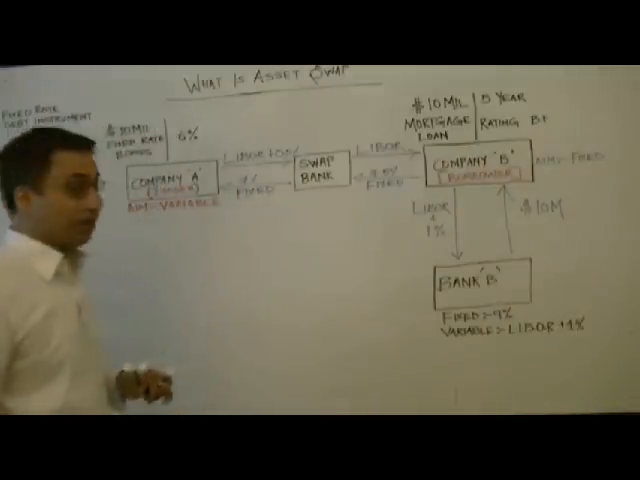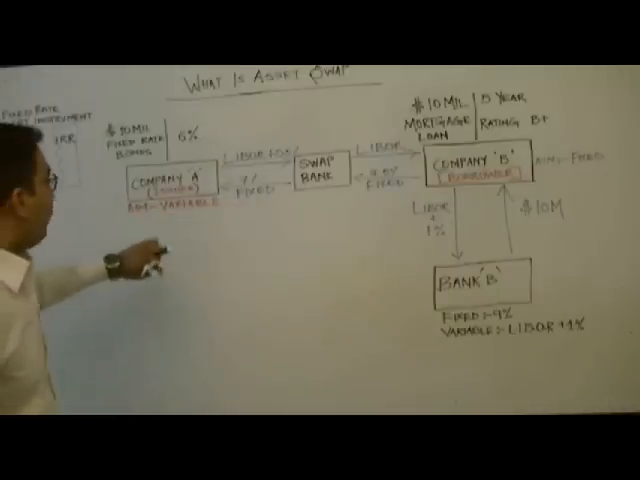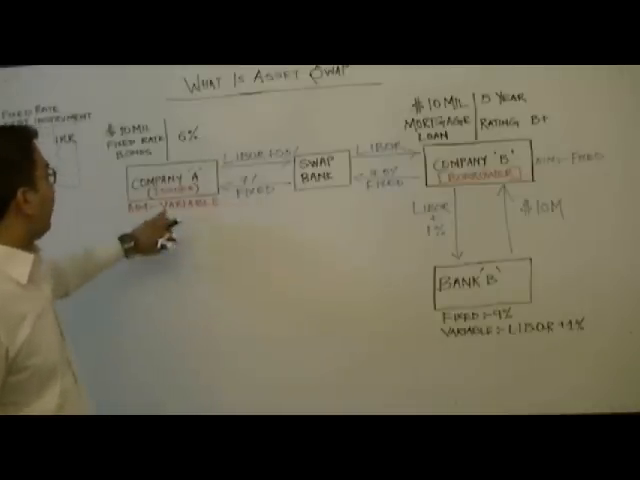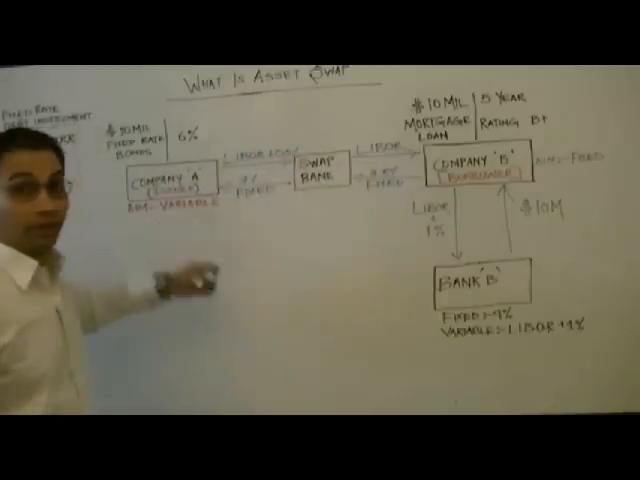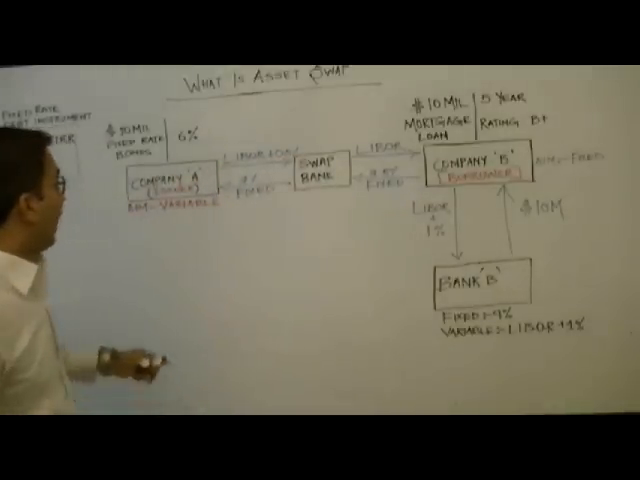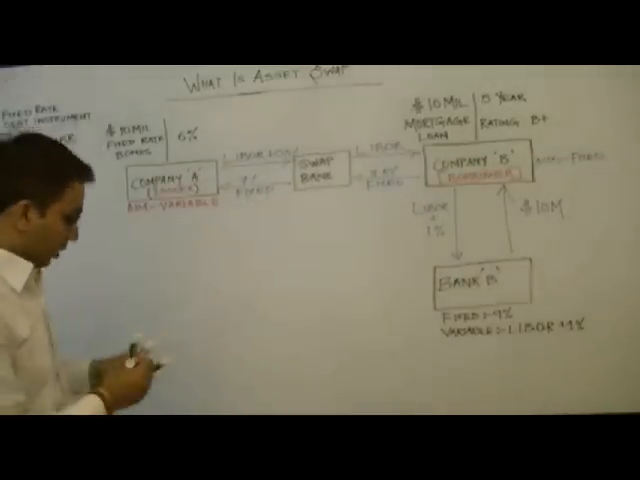fixed interest rate. So company A's aim is to pay a variable rate of interest, a floating rate of interest. So company A is paying LIBOR plus 0.5%, which is a variable, floating rate of interest, and Swap Bank is paying back a fixed rate of interest.